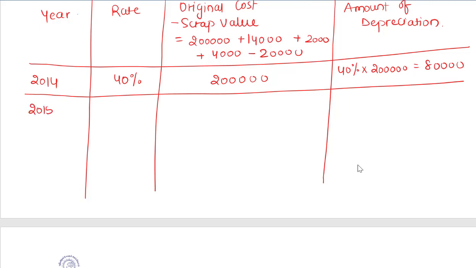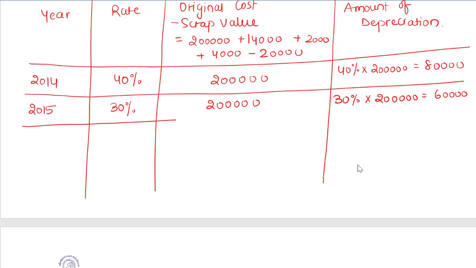Let us calculate for 2015. 30% of 2 lakh, which is 60,000.